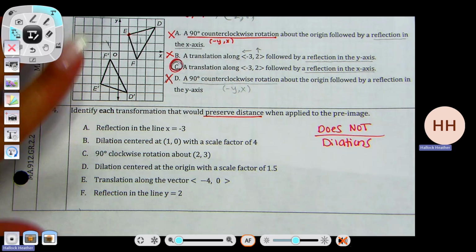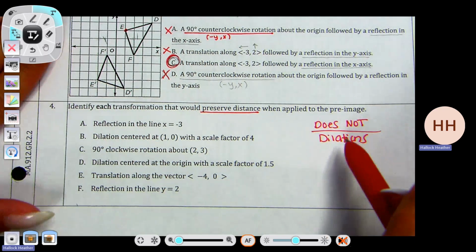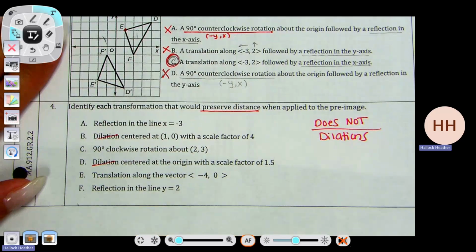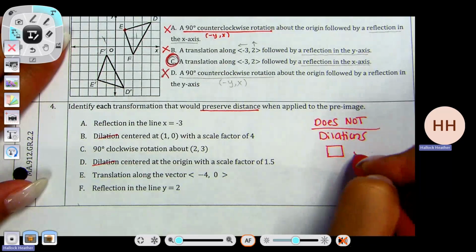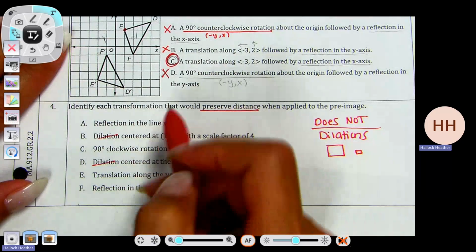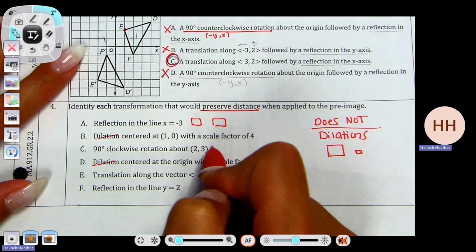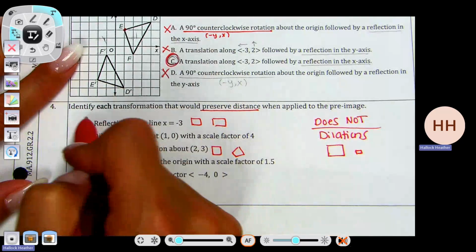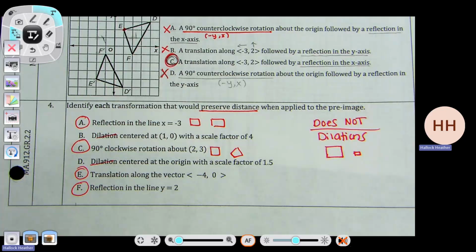Okay. So when it does not preserve distance, that's a dilation. Everything but a dilation keeps the distance exactly the same. So the same size. Dilations will make a square big and then make a square small. Reflections keep it exactly the same size. Clockwise rotations just spin it. So it's the same shape. So it's A, C, E, and F. Same shape, same size. Dilations change, so it does not preserve distance.